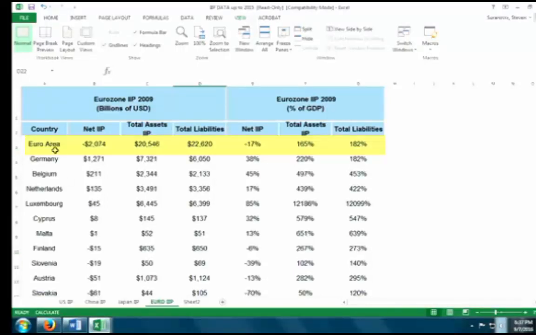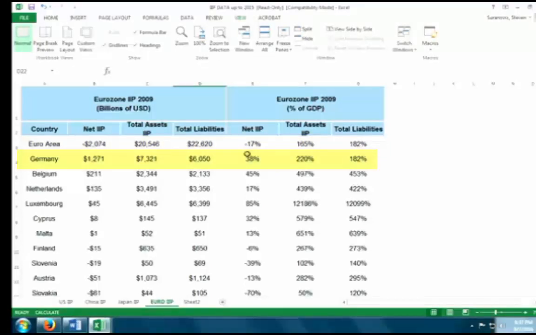So here, let's look at the euro area first to note that their IIP in 2009 was about the same as it was in the US, about $2 trillion worth. This is the euro area combined, and their assets and liabilities were also comparable in size, and their IIP was very similar at minus 17%. Assets and liabilities in a similar range. Okay, but if you look at individual countries, you'll see some important differences.